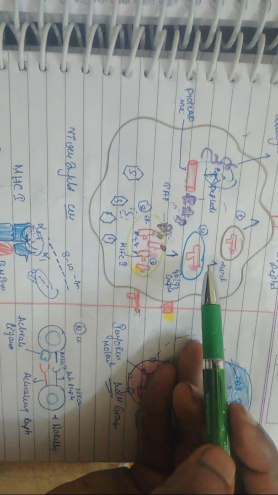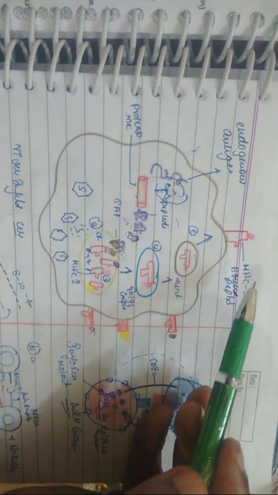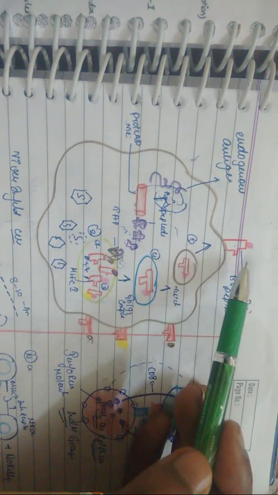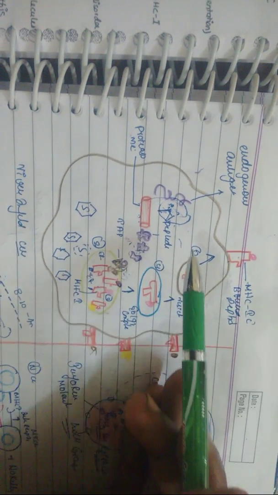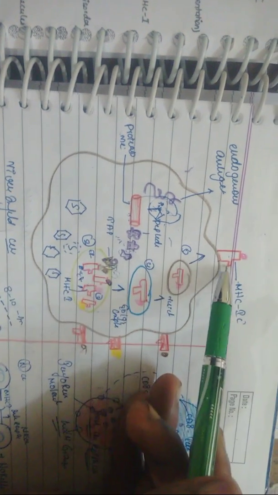Remember that this is a normal nucleated cell, and now let's see this interaction. This is a cell, and we have an endogenous antigen here. Now it has been expressed. The moment it has been expressed, it is waiting for someone. For whom is it waiting?